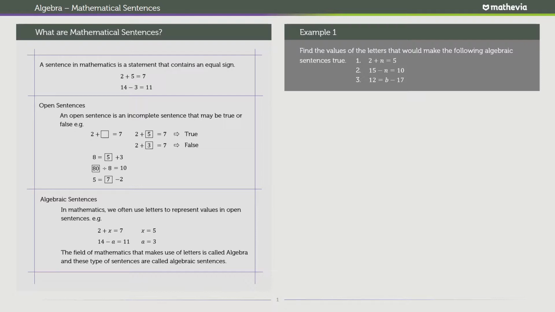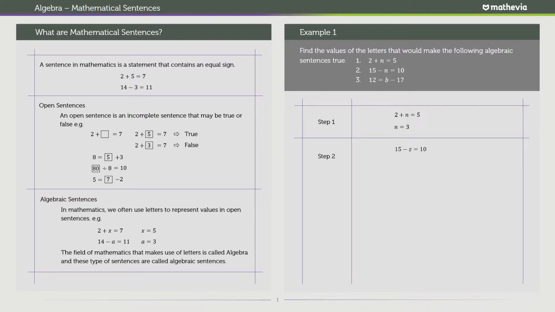And we have given letters, and we're looking for values for these letters that would make the algebraic sentences true. Now, we'll go ahead and solve those. Basically, the first one, we have 2 plus n equals 5, and we're simply looking for a number for n that would complete this sentence. So 2 plus something equals 5. What would you add to 2 to give you 5? I tell you the answer is 3. So n in this case is 3.